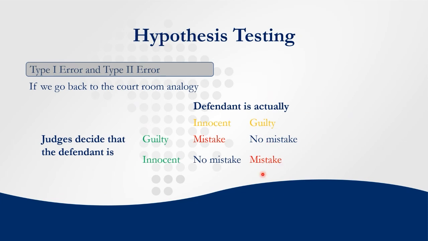So if we summarize here, they can decide they are guilty while they are innocent. That would be an incorrect conclusion. Or they are guilty while they are guilty. That's what we want. Or the judge can say they're innocent while they are in actual fact innocent, which is good, but they can say they're innocent while they are guilty.